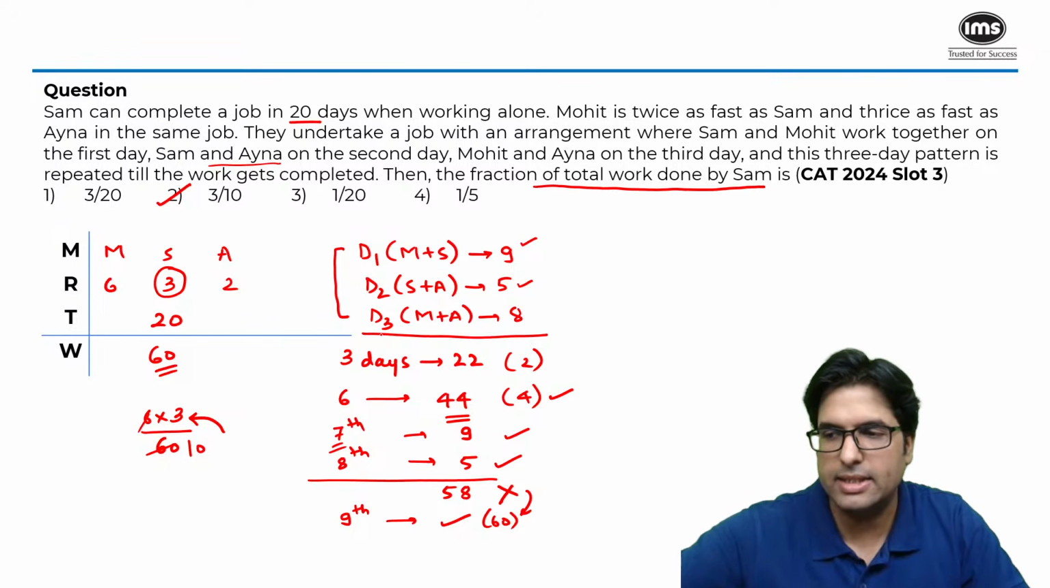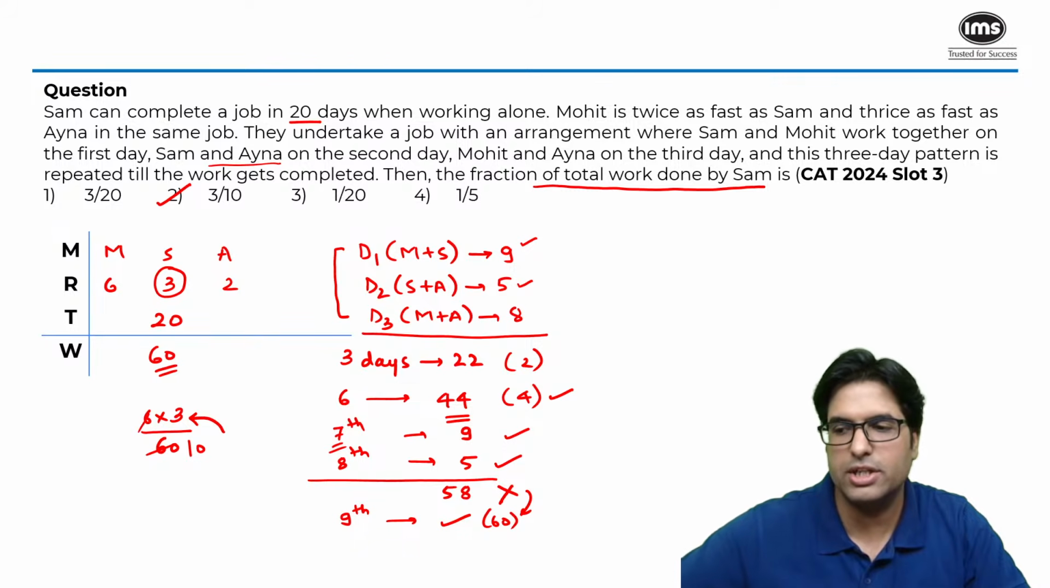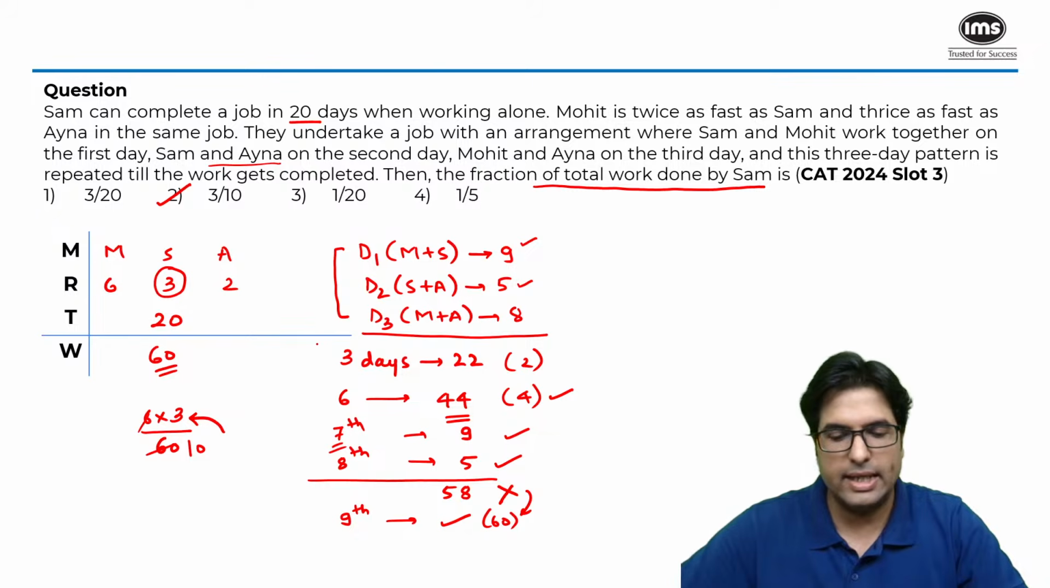Again, I'll say that this is a relatively easier question and we can identify these questions just by the language. Correct answer, fantastic. 3 by 10 is the answer. Let's move ahead to the next question type.